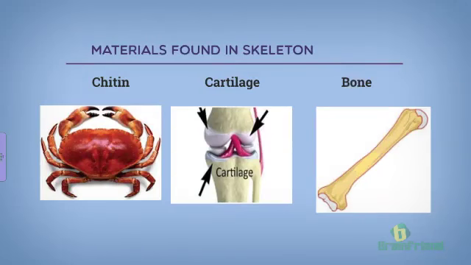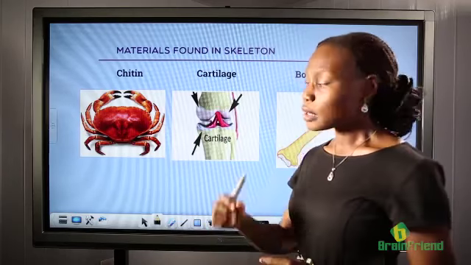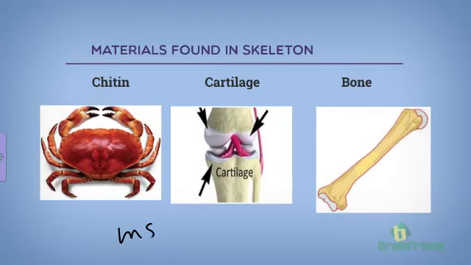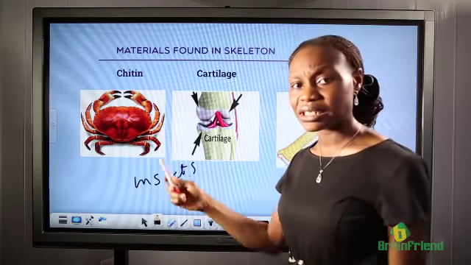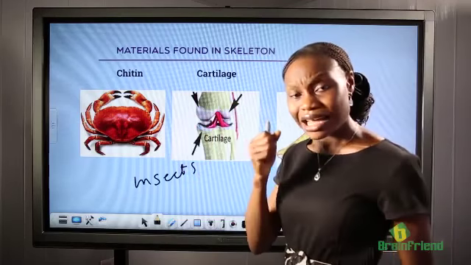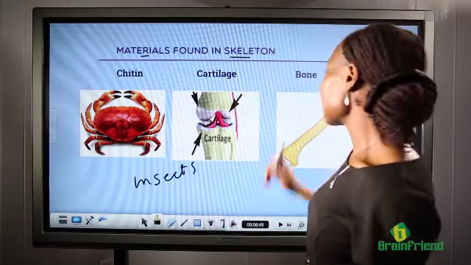Some materials are found in skeletons and they include the chitin, cartilage, bones. What are chitins? Chitins are tough but flexible materials made of carbohydrates that are found most times in insects and organisms generally that have exoskeleton. The cartilages are firm but flexible structures that give support to the body. The bones, on the other hand, are whitish structures that are hard that give support to the body. These are all materials found in the skeleton.